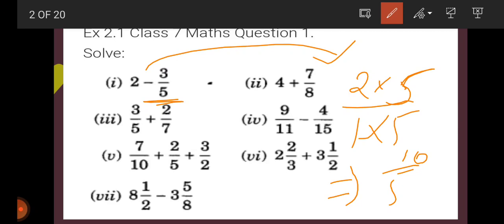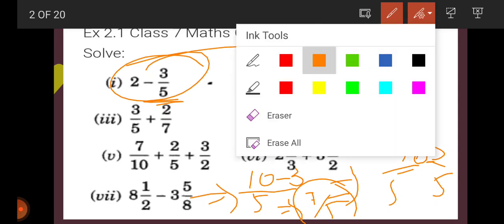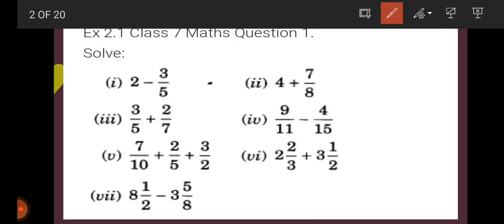Okay, so how can we subtract 3 by 5? We subtract 10 minus 3 by 5, so 10 minus 3 is 7 by 5. Okay, so the answer for this part is 7 by 5. First we convert into like fractions and then we add and subtract. Okay, let's do the second part the same way.